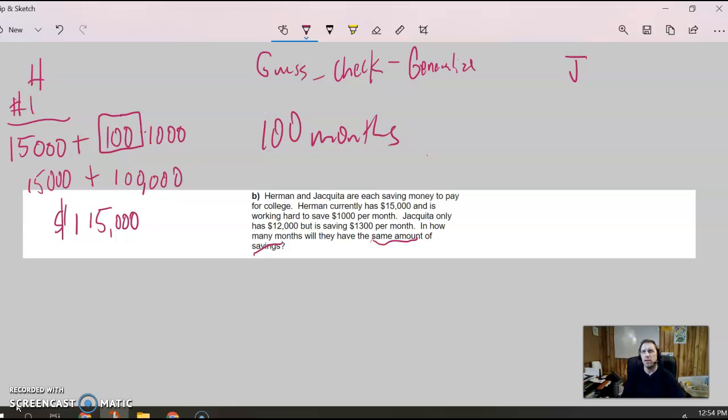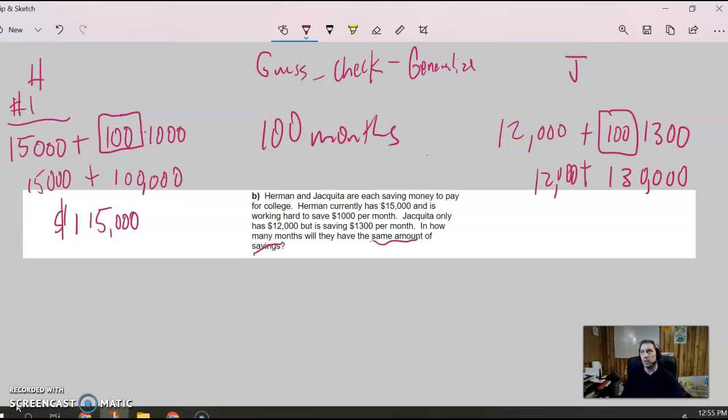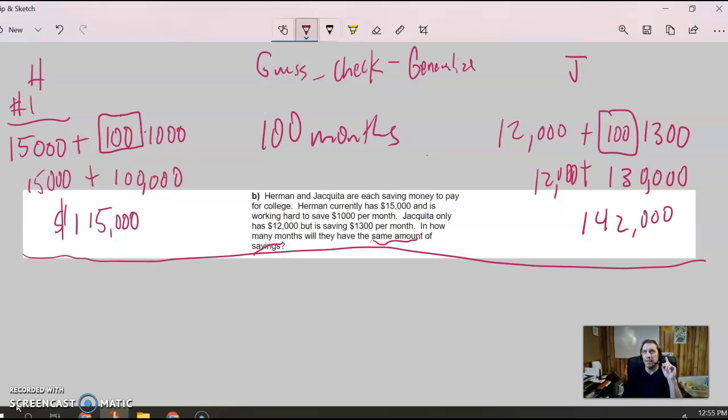So then Jaquita starts with $12,000. She adds 100 times $1,300. So that's $130,000. When we add those together, we get $142,000. Oh, now she has way more than Herman. Okay, so let's keep trying. That was our first guess. That doesn't work. But again, the guessing's not about getting it right. I'll show you. Let's guess one more time.